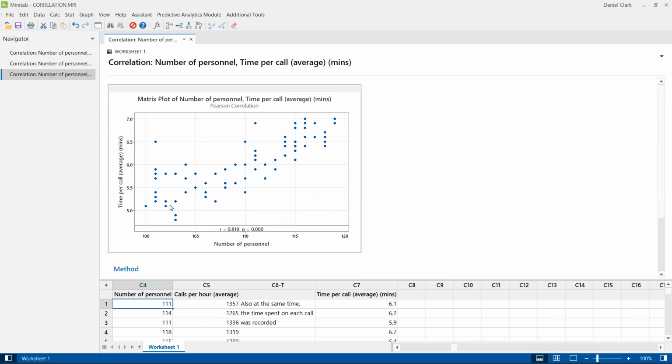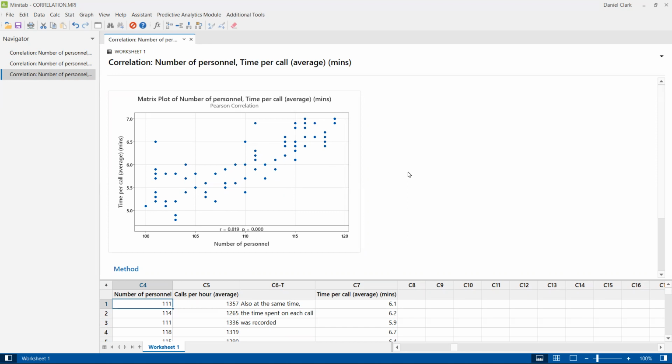I know that I can be fairly confident that as I add more personnel, the length of the calls will go up. Maybe that's a result that I want. Maybe that's something I'm looking for. So the one test we've done so far is the correlation analysis. What about the regression side?